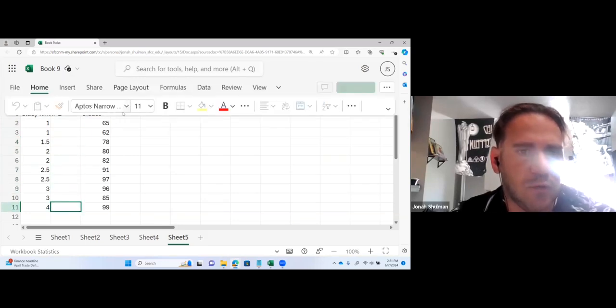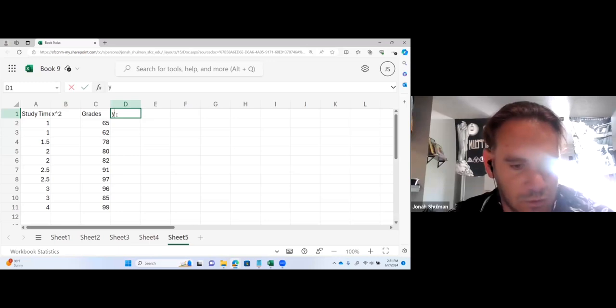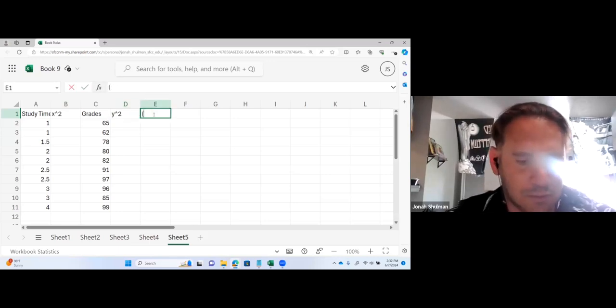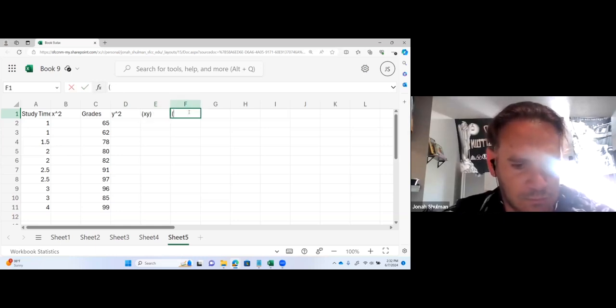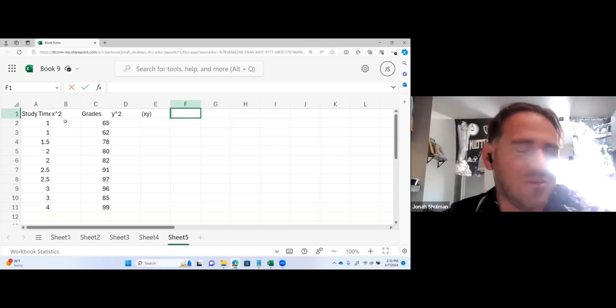And this is going to be my Y squared, because I'm going to have to square all these. And then I'm going to need an XY term. And then I'm pretty sure I need an XY squared term. I'm not sure. I could look right back. I'll start here. So basically, what am I going to do?